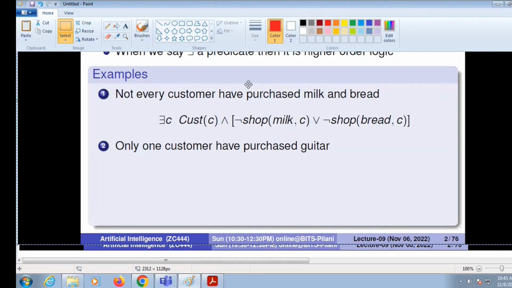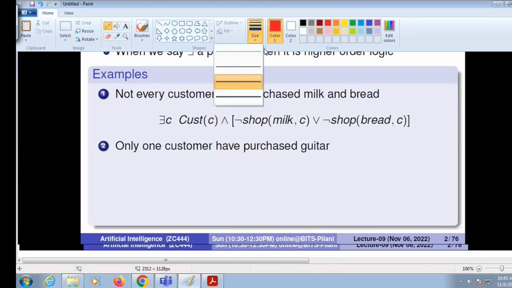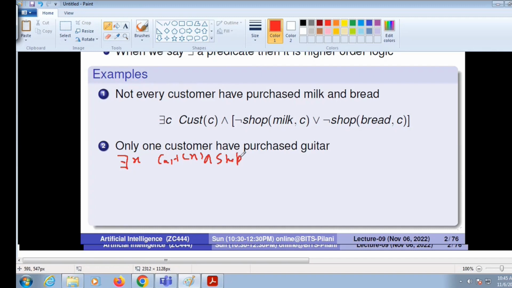Now there is something: only one customer has purchased a guitar. Let's assume that I wanted to say that only one customer has purchased the guitar. How can you write it? The idea is that there exists x such that x is a customer and x has shopped the guitar. So there exists someone who has actually purchased the guitar.